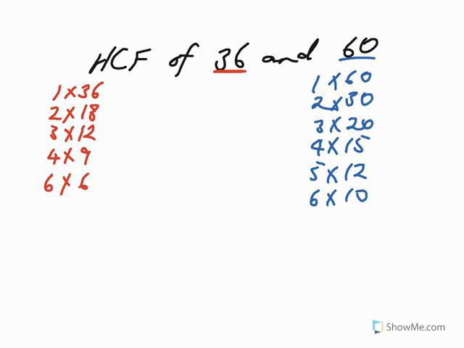Now what we have to do is look through both lists of numbers for the highest number we can find that occurs in both lists. You can see a 12 here and a 12 here. Can't see any numbers greater than 12, like in this list, the 18 or the 36, that appear in the blue list. So that means that our highest common factor of 36 and 60 is 12.